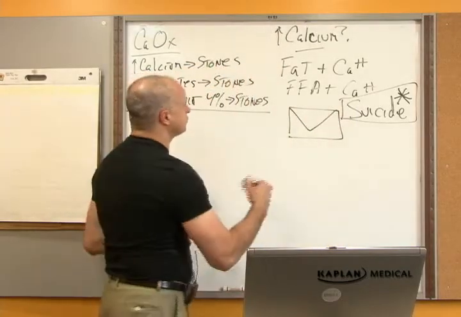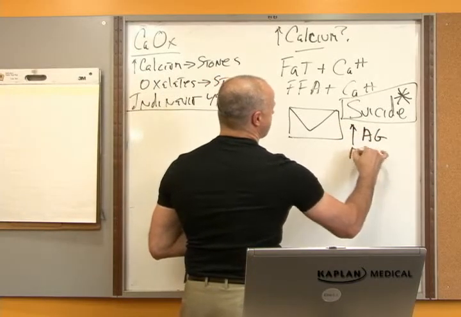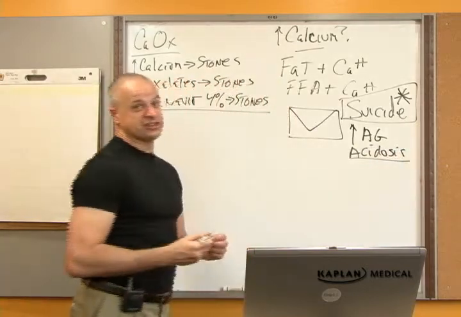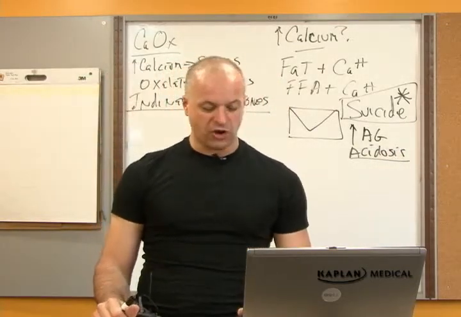Okay. Remember also, suicide with that is also going to give an increased anion gap metabolic acidosis. Treat with ethanol or fomepizole. Ethanol or fomepizole.